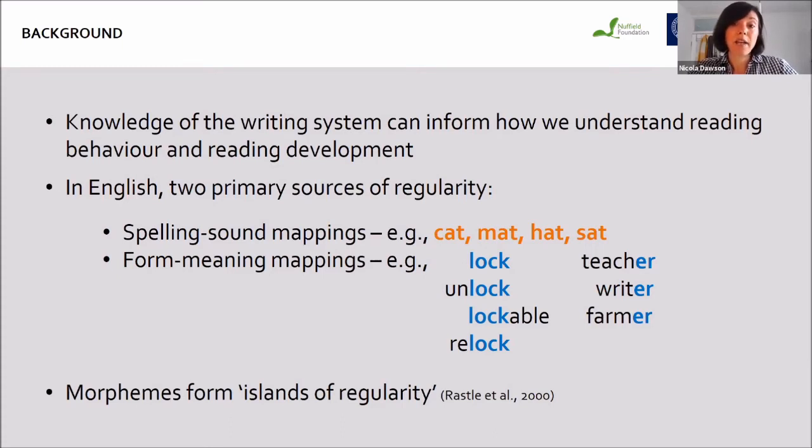And these words share not only phonological and orthographic structure, but also their meanings as well. So for example, the base word lock is semantically consistent across the words unlock, lockable, and relock. And similarly, the function of the derivational suffix meaning a person who performs the act that's denoted by the base word, is consistent across words like teacher, writer, and farmer. So for this reason, morphemes have been described as islands of regularity in this otherwise arbitrary relationship between form and meaning.